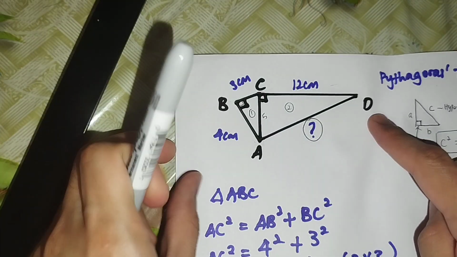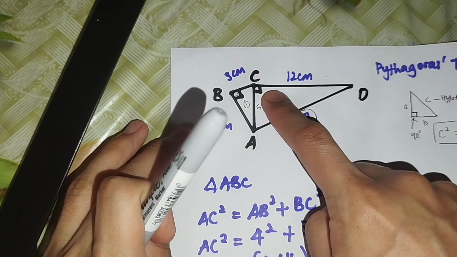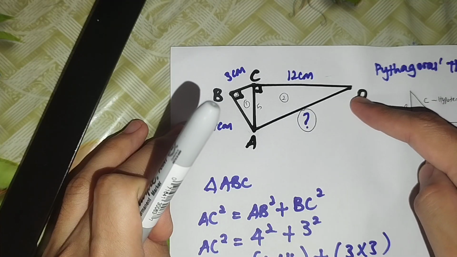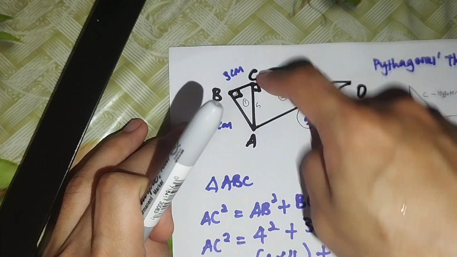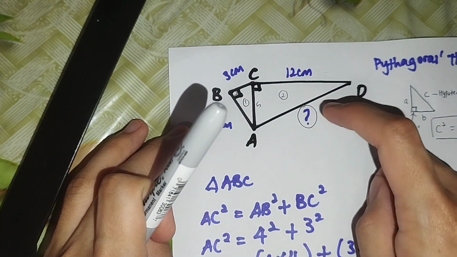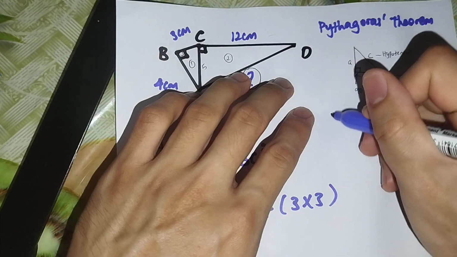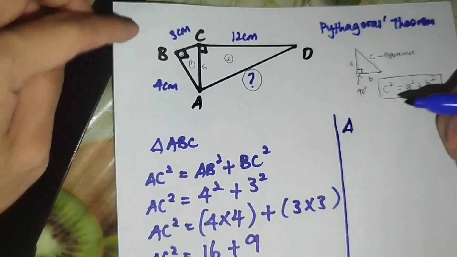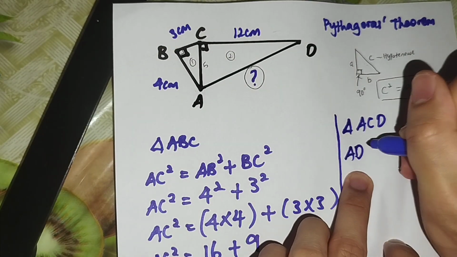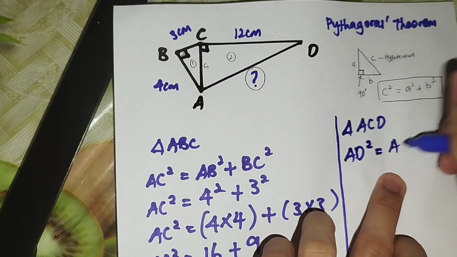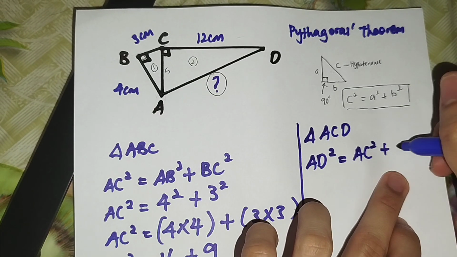Well, let's work out AD. Can we work out AD? Of course. This is the right angle triangle. AD will be the hypotenuse because it's the longest distance. And we have CD and AC, right? So all we've got to do here is to use the Pythagoras Theorem to solve for AD. So let's look at triangle ACD, right? We know very well that AD, the hypotenuse, squared is equal to AC squared plus CD squared.